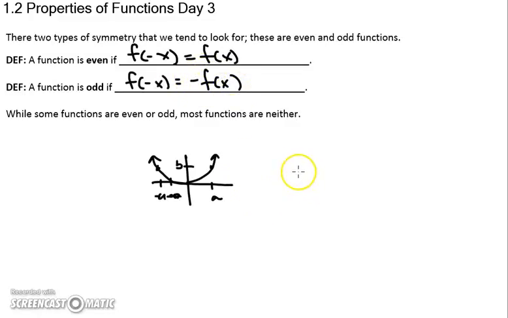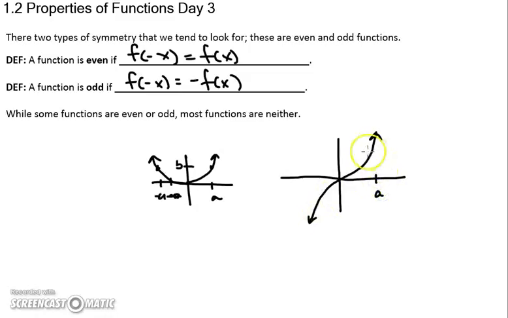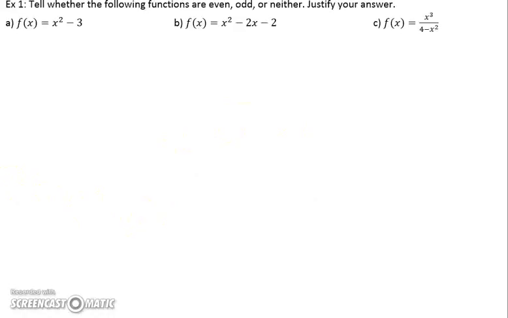A function is going to be odd if f of negative x equals negative f of x. So if a function is odd, it's going to be symmetric about the origin. So if you think about like a cubic function, it's going to be symmetric about the origin. So if you take that, say, a, and you get b out, if you put negative a in, you're going to get negative b out. One thing I do want to note is while some functions are even or odd, most functions are going to be neither even nor odd. So let's look at a couple of examples.